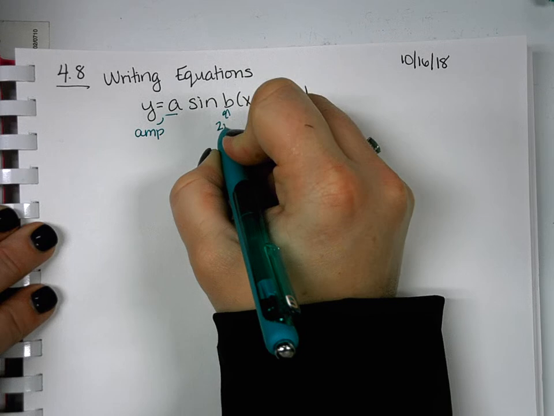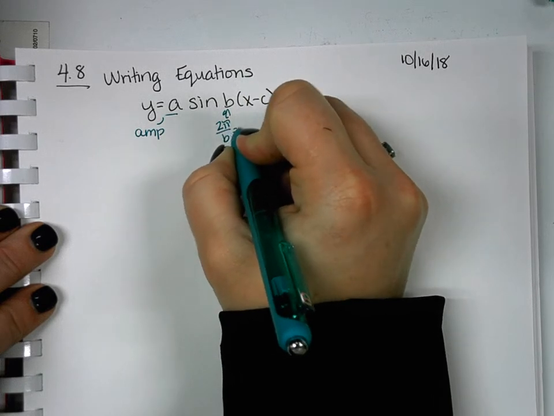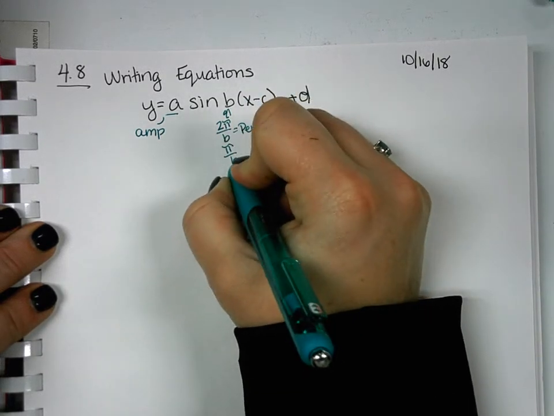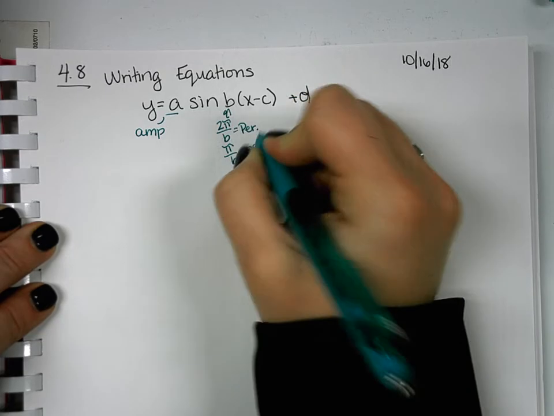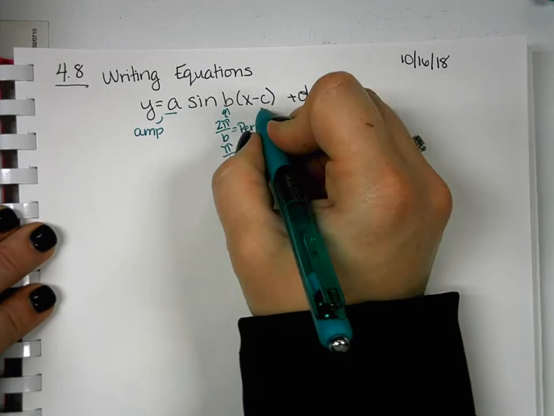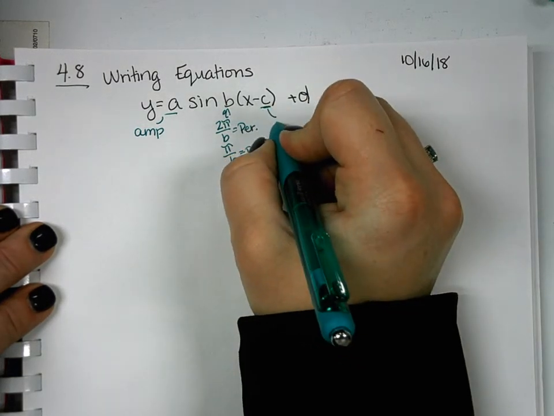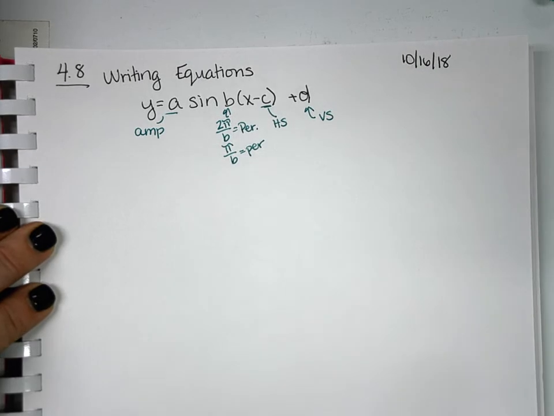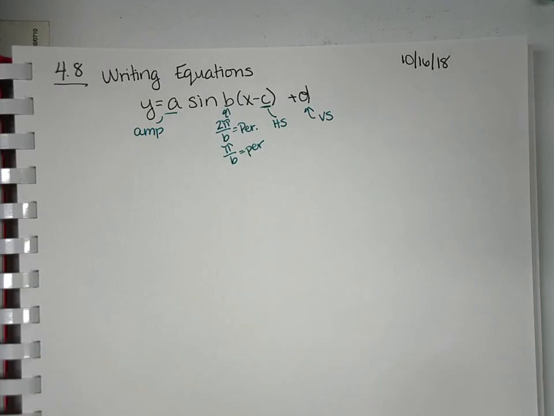B, it was 2 pi over B equaled our period, and if it was a tangent or cotangent, it was pi over B equals the period. C here was our horizontal shift, and D was our vertical shift. So what we're going to be doing is looking at a graph and trying to find out what are these four pieces and putting them into the appropriate spot of the equation.